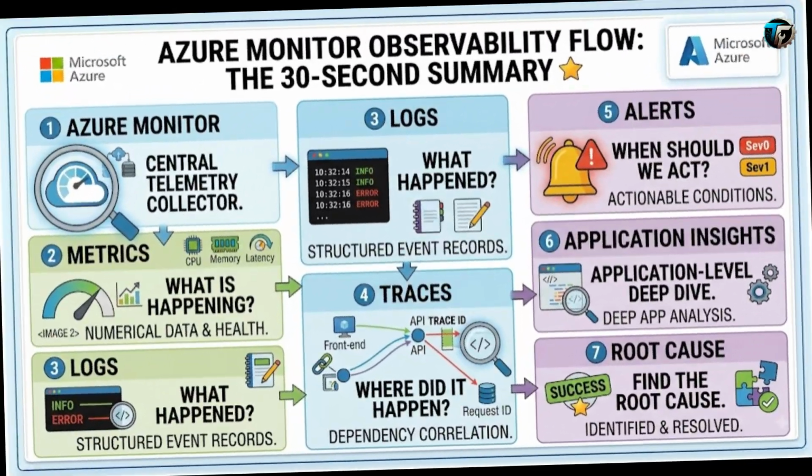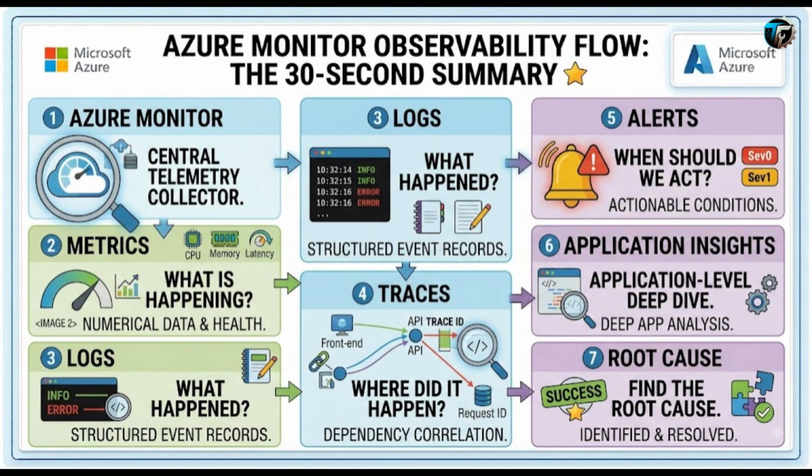If you remember only one thing from today's video, remember this. Monitoring tells you something is wrong. Observability helps you understand why. Azure Monitor gives us the tools to collect telemetry, analyze it, create alerts, and troubleshoot our applications. And as a solution architect, your job isn't simply to build the application. You also need to design how that application will be observed when things go wrong.